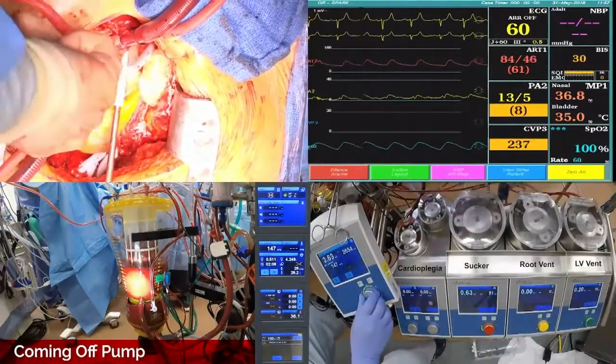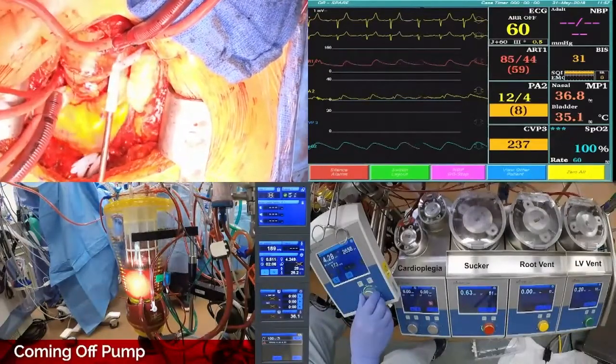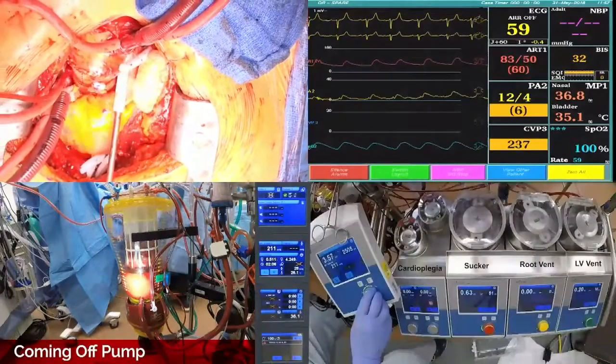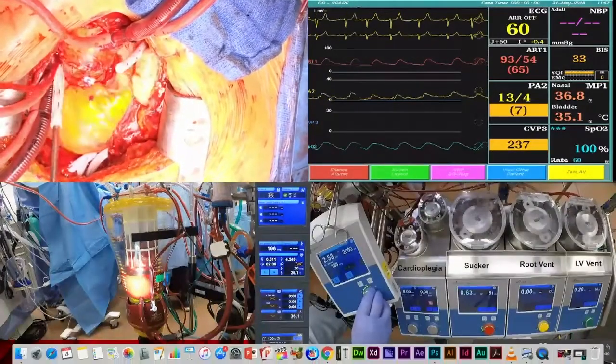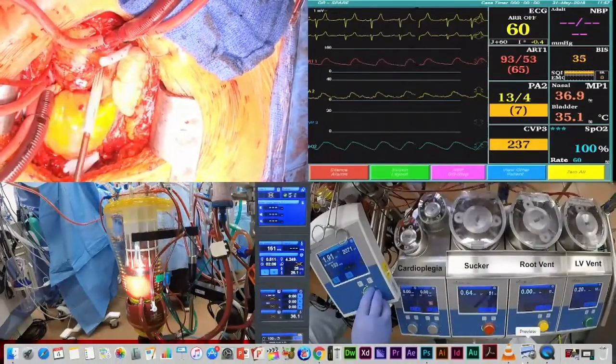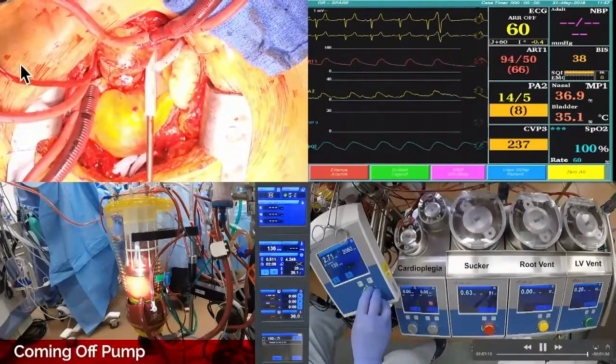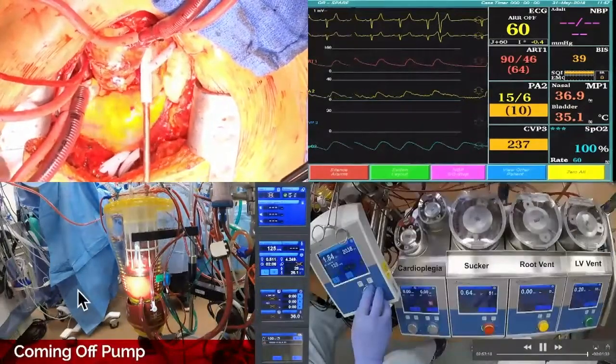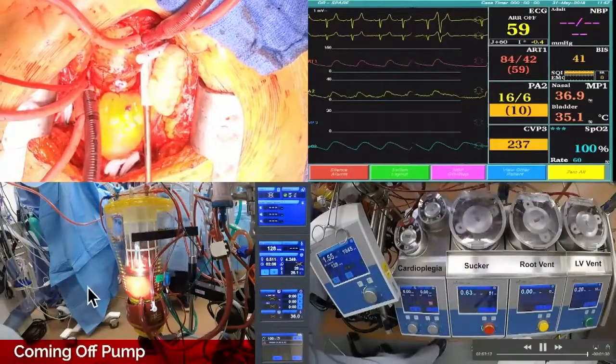Okay, the heart's beating. Mike's now going to take him off pump. Heart's ejecting, filling up. You can see your pulse pressure here is much more normal. And look at the level in the oxygenator. It's almost gone. Mike runs them pretty low. I turn the level sensor off, and then I go down to the bottom.